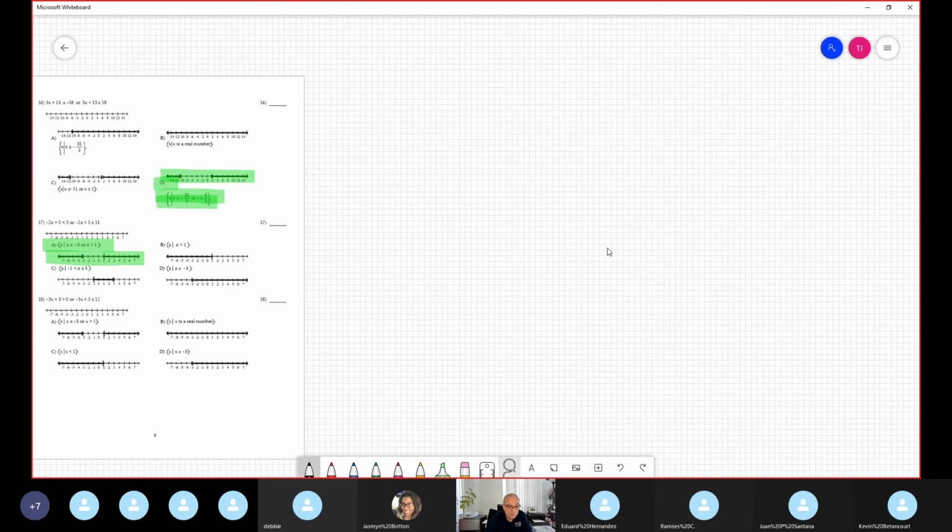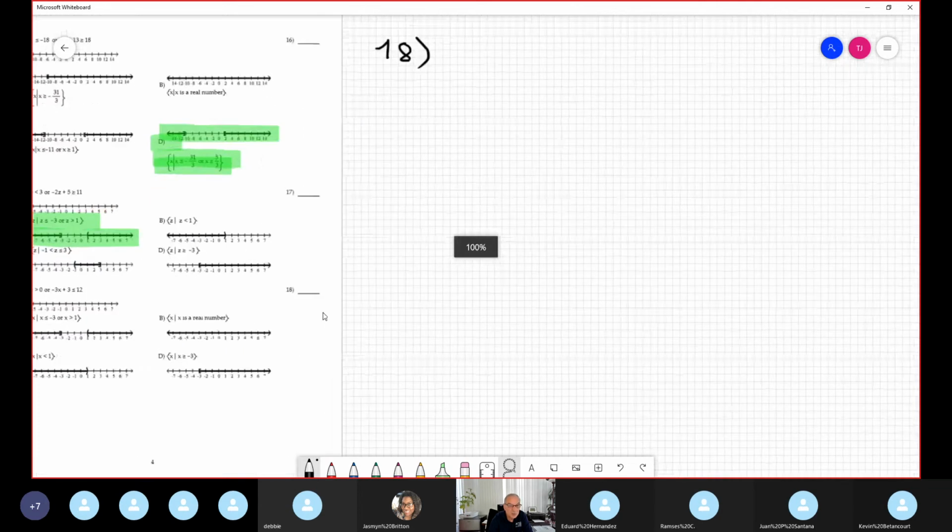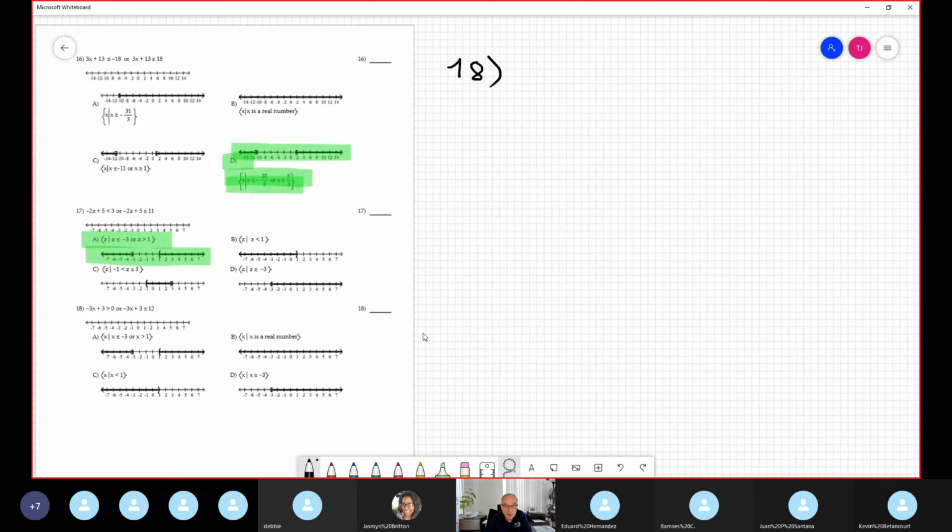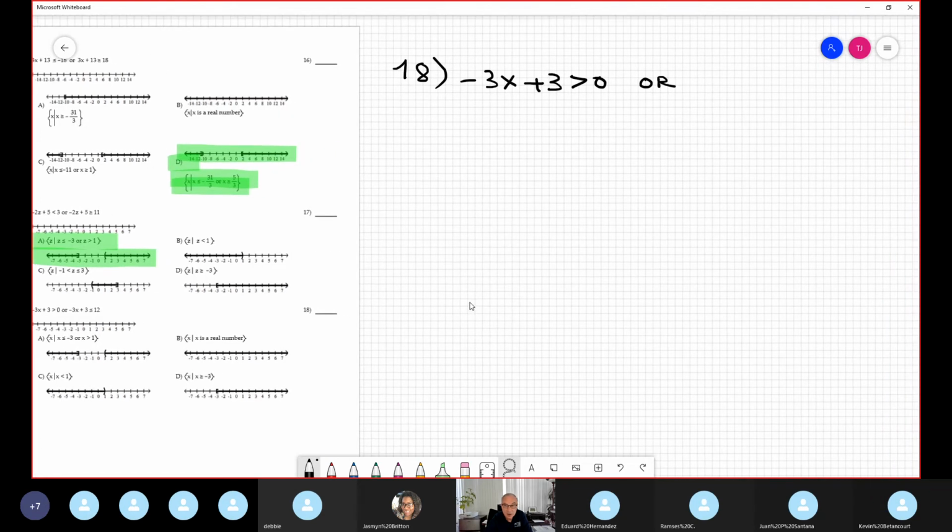Okay, 18, 1A. Make it zoom. 18 is minus 3x plus 3 greater than 0, or, I copy the second inequality, minus 3x plus 3 less than or equal to. Okay. I copy the first. I try to solve it.